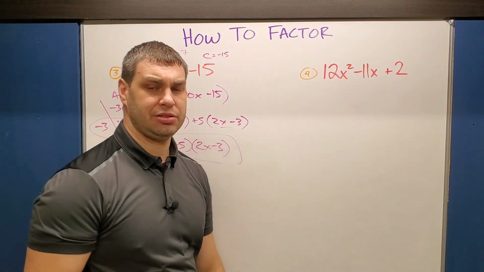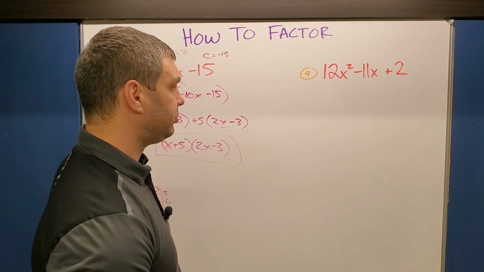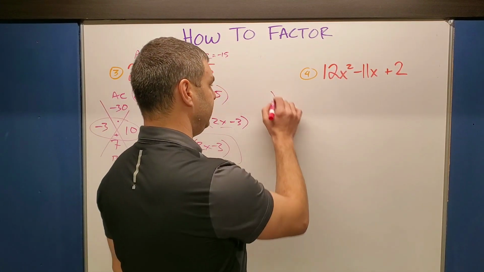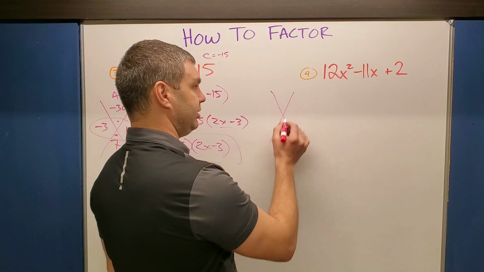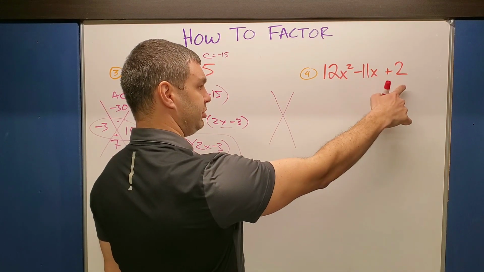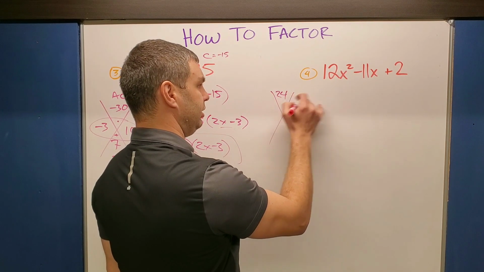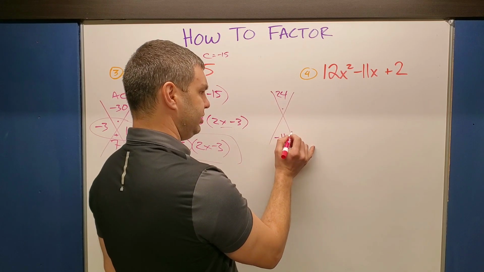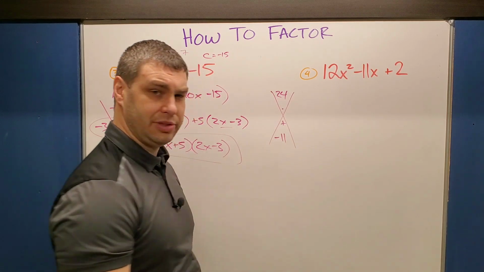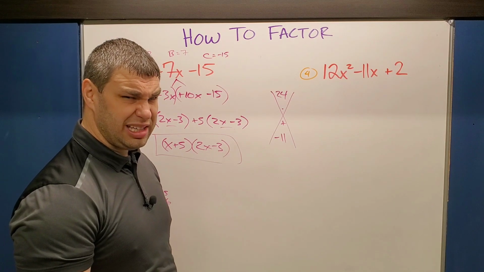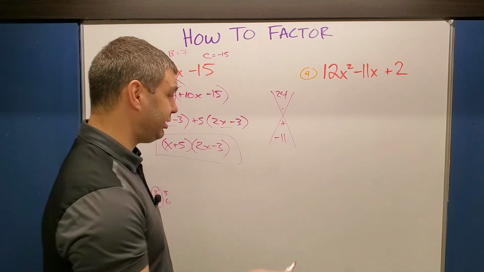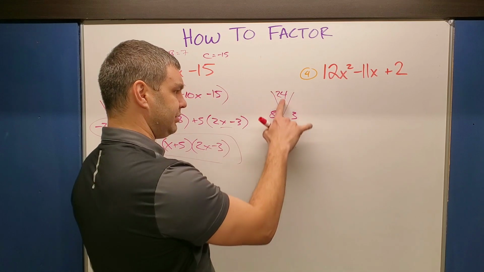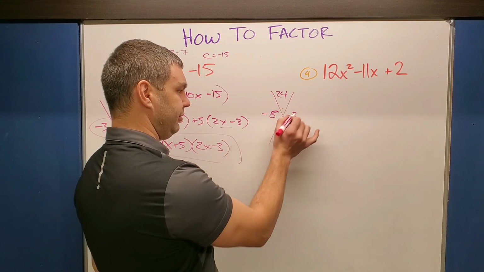Okay, let's go a little bit faster now for this last one. This is 12x to the second minus 11x plus 2. So if I put together that graphic organizer, I have 12 times 2, that's 24, and negative 11, the b term, on the bottom. Two numbers that multiply to be 24 and add to be 11. See if you can maybe do it in your head. What do you think? I think the 8 and 3 are going to work here. And since this is negative 11 and that's positive, I think these both have to be negative.